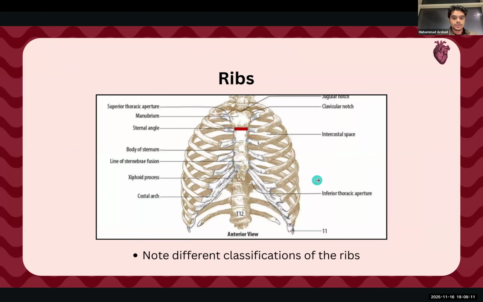Now we're going to move on to the ribs. The most important thing that we need to know here are the different classifications of the ribs.